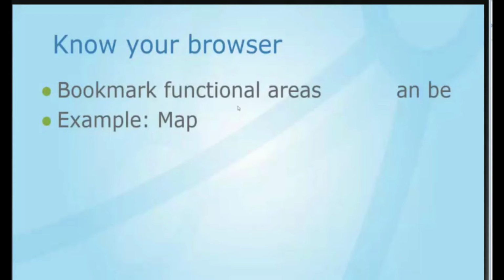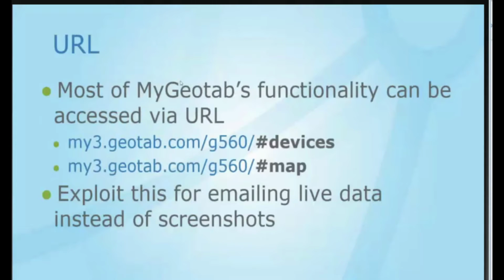I'll just bring this to the next point first, though, which is that in line with this bookmarking, URLs in 5.7 are very powerful. Everything you do in there can actually be saved through the URL. If you want to go straight to devices, you could put in your extensions, your database name, and then the /#devices or /#map, and it'll go straight to that page already.